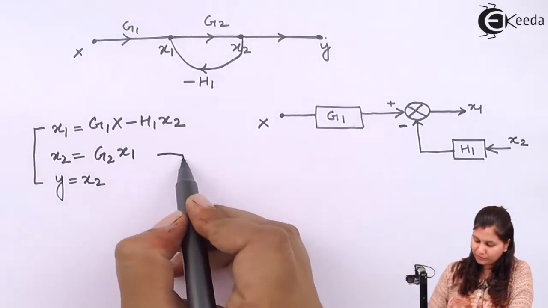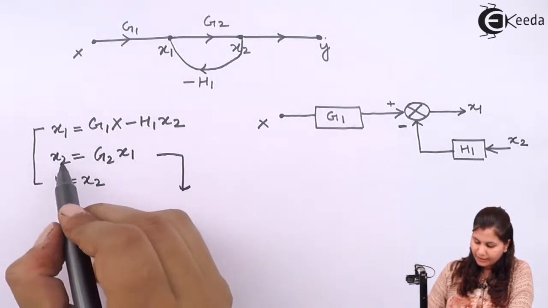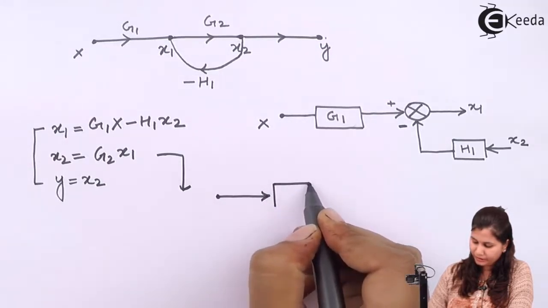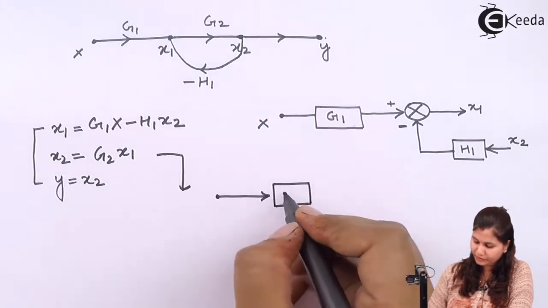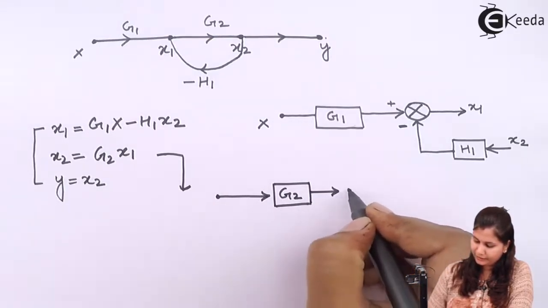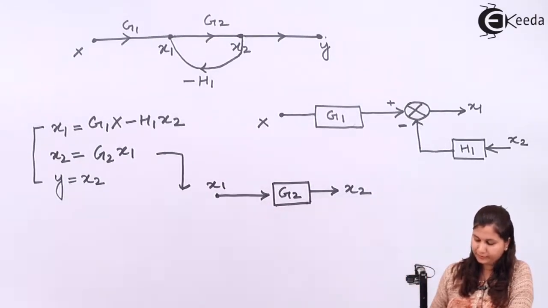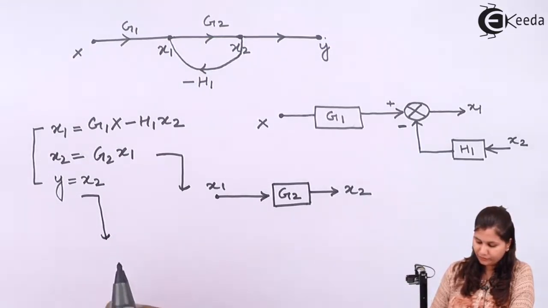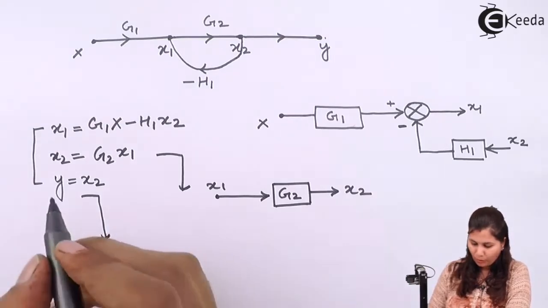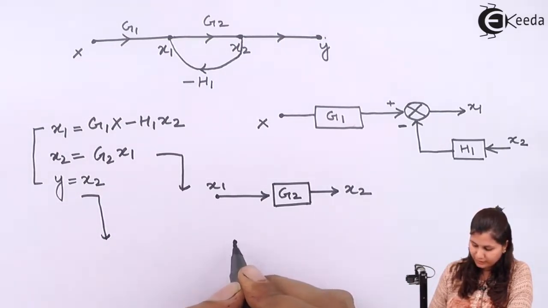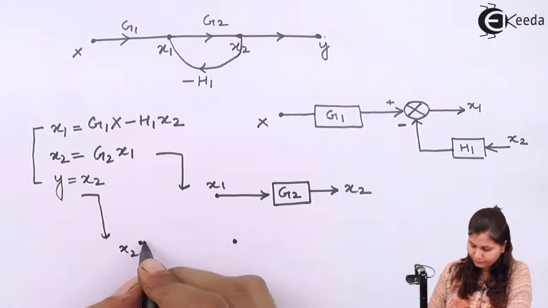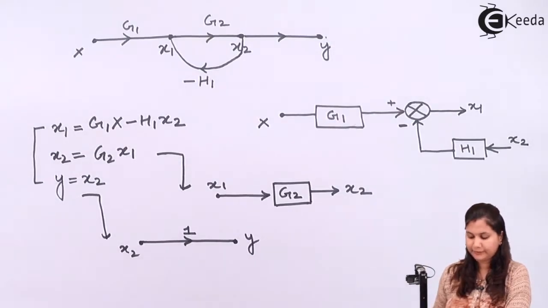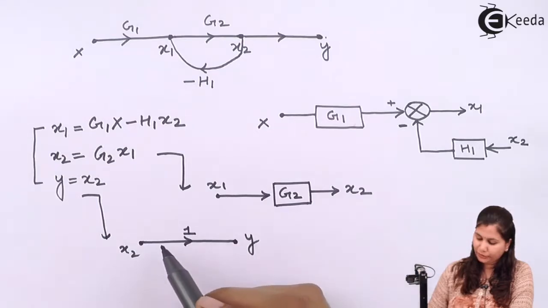Now for the second equation, we have x2 equals g2x1. So this is x1 multiplied with the transfer function, that is the transmittance, which should be written in the block, that is g2, and here we will have x2. This is x1. So this is the block diagram for the second equation. Now for the third equation, we will have the block diagram as y equals x2. So this is the node y, this is node x2, and x2 should be given to y, and the block is 1. Okay, so these are the 3 block diagrams.